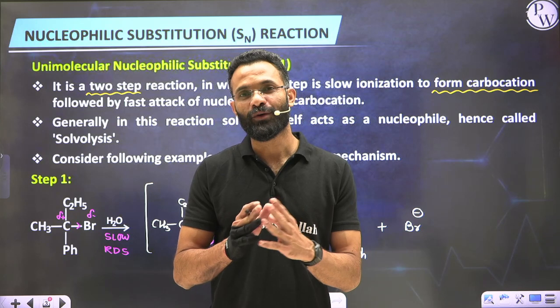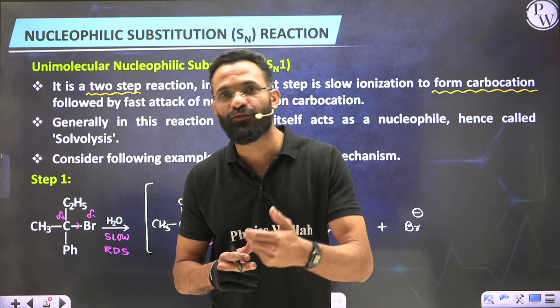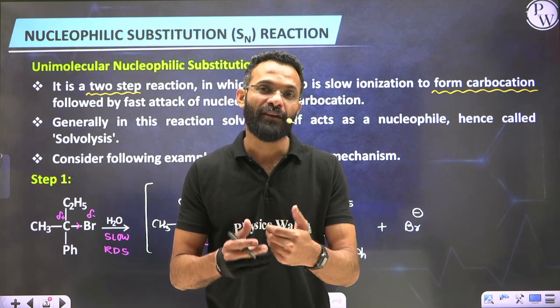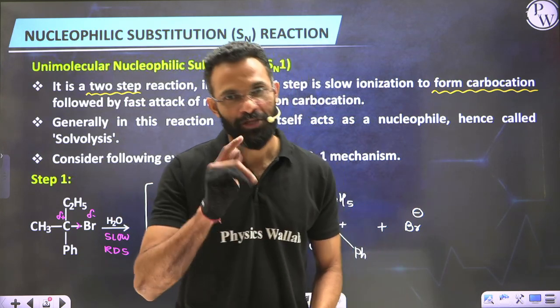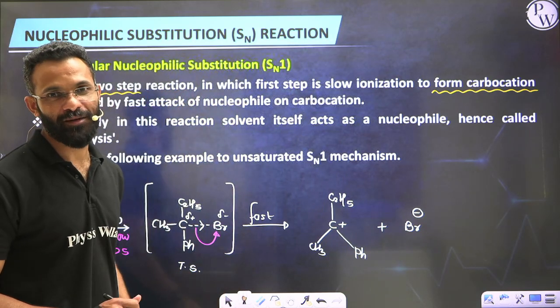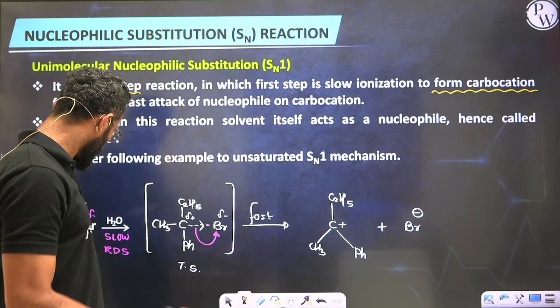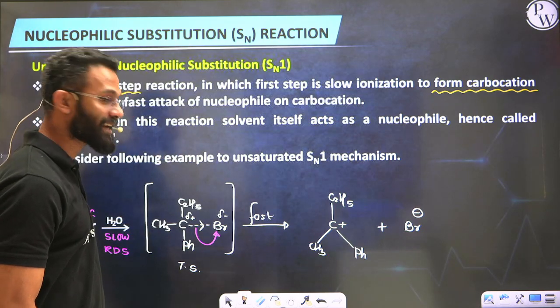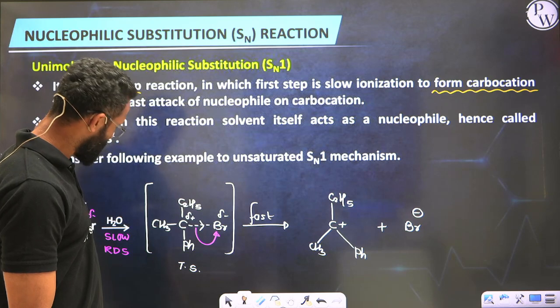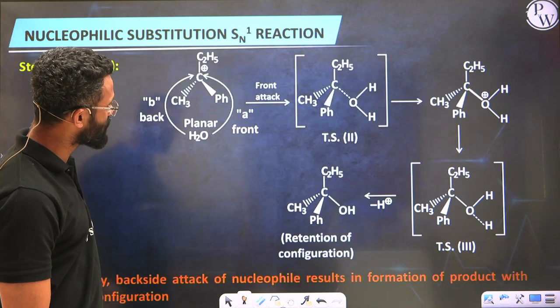So a polar protic solvent with a high dielectric constant does not just help us form a carbocation, but even after its formation, the carbocation is stabilized by such a solvent. Hence, the use of a polar protic solvent in an SN1 type of mechanism is very, very important. So we have to select our solvent wisely. So guys, that was step number 1. This was step number 2. Let's understand step number 2 in detail now.